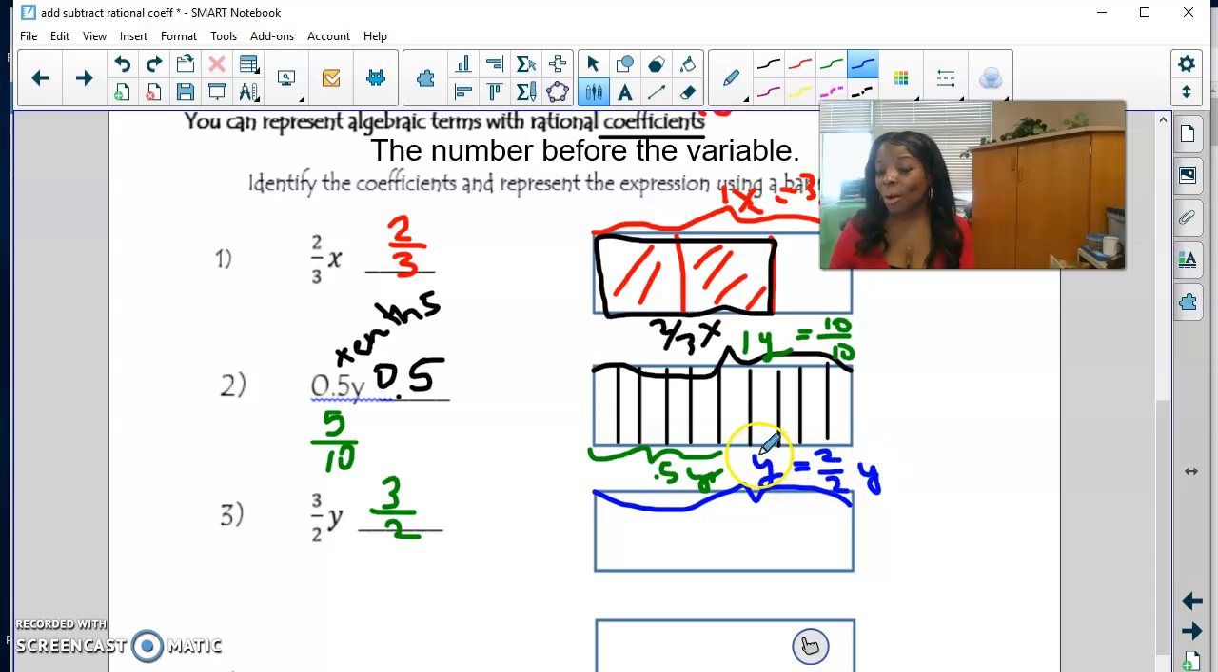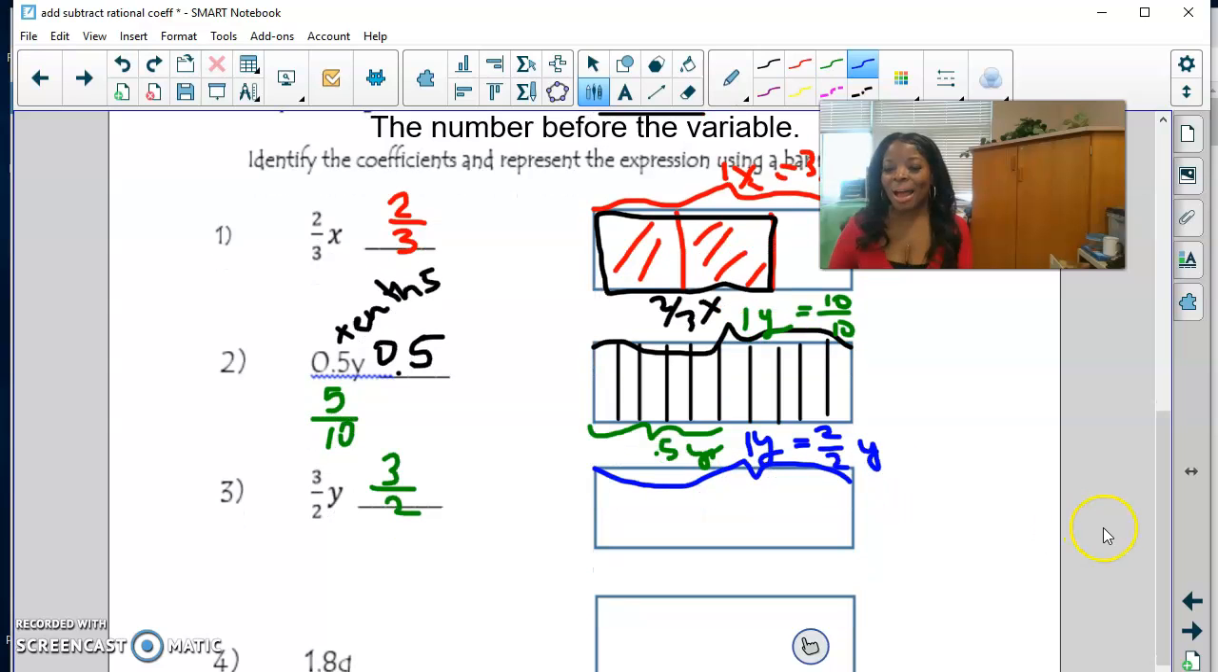Because guess what? The coefficient on our single variable y is what? What's the coefficient on our single variable y? Yeah, you said it first. 2/2. And 2/2 equals what? 1. Okay, 1. So the coefficient is 1, guys.